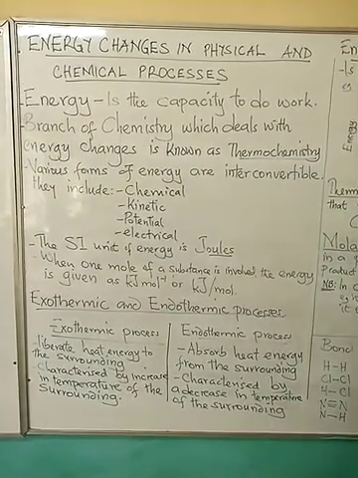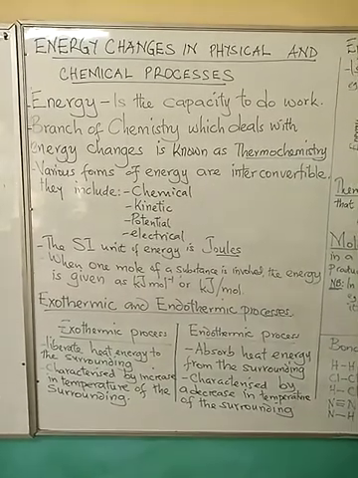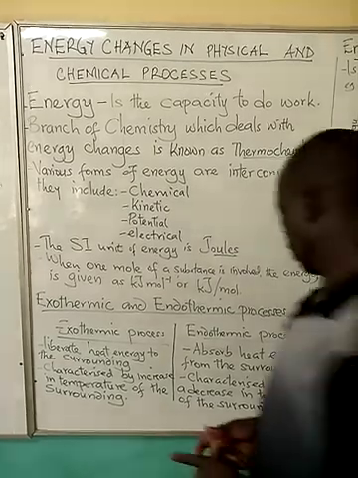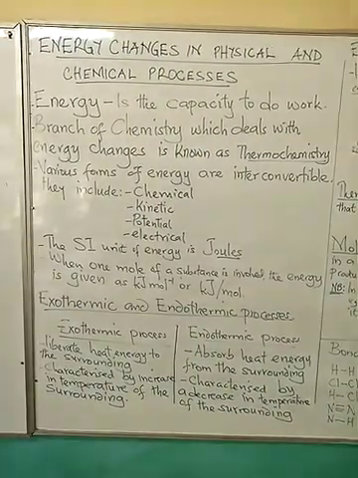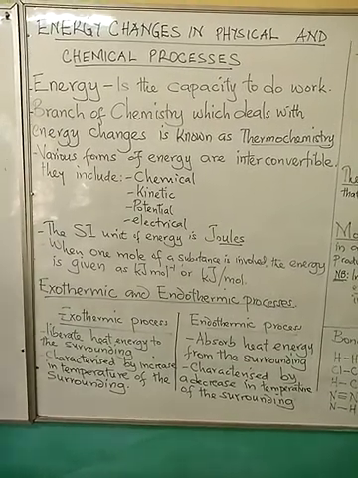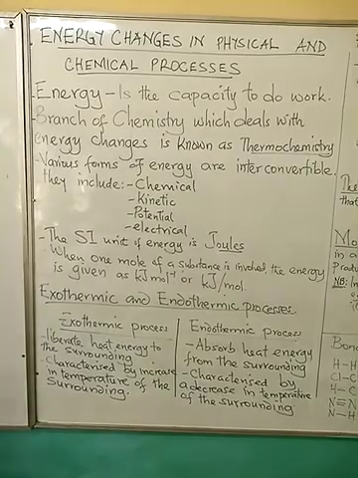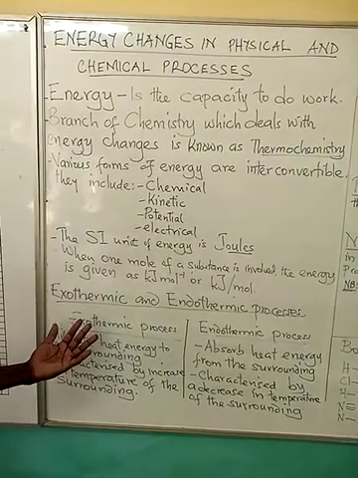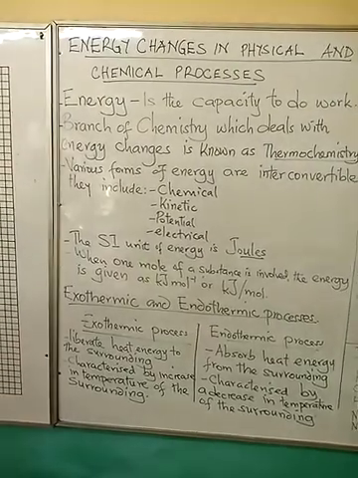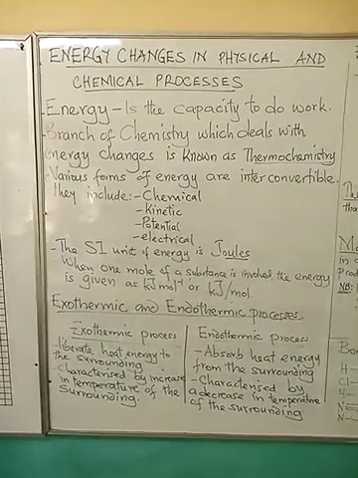Endothermic process involves heat energy being absorbed from the surrounding. When heat energy is absorbed from the surrounding, the process is characterized by a decrease in temperature of the surrounding because the heat content of the surrounding is absorbed in the bond formation or bond breaking process.